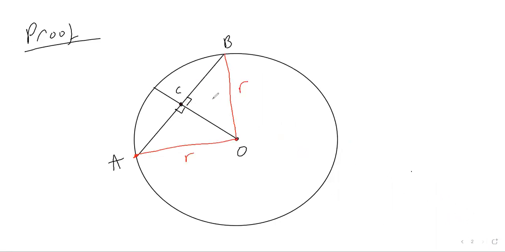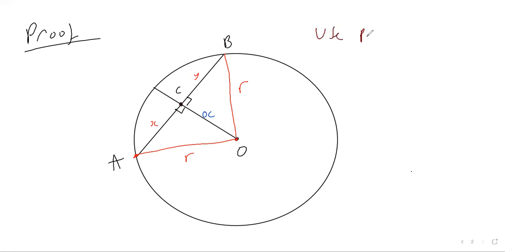So we've got two right-angled triangles. BOC has a hypotenuse of r, and this length here I'll call Y, and this one X. Then we've got the second right-angled triangle, with a base of X and a hypotenuse of r. The key thing to note is that they both share the same length, O to C. Both of these right-angled triangles share OC, this length in the middle. So what we can do is use Pythagoras' theorem.